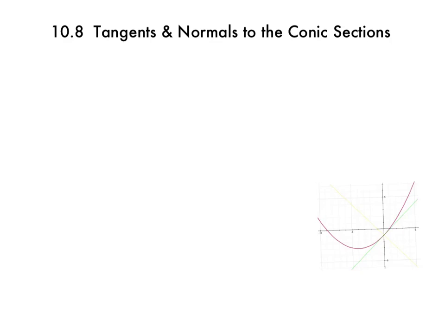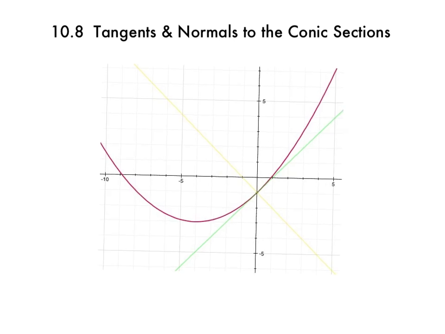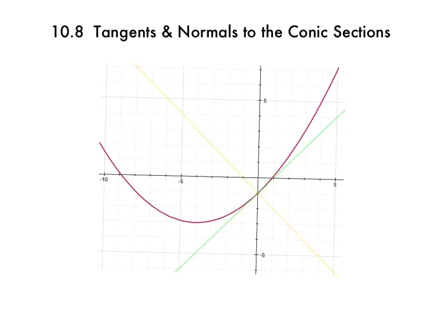Alright, today we'll talk about how we find the equations for the tangent and normal lines on conics. What are these? Well, we've talked about tangent lines. If you look at the green line here, it touches at one point, which makes it a tangent line. Normal lines you might not be familiar with, but they're pretty simple. It's just perpendicular to the tangent line.